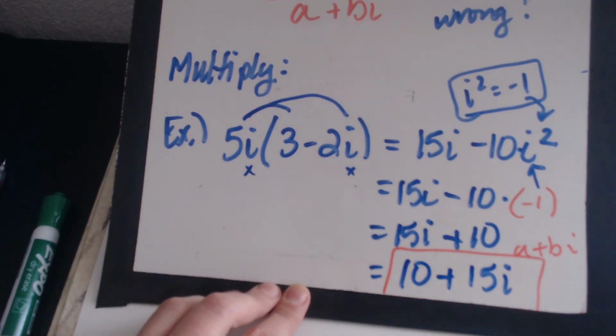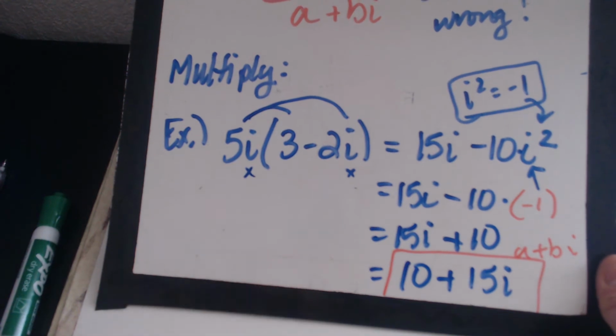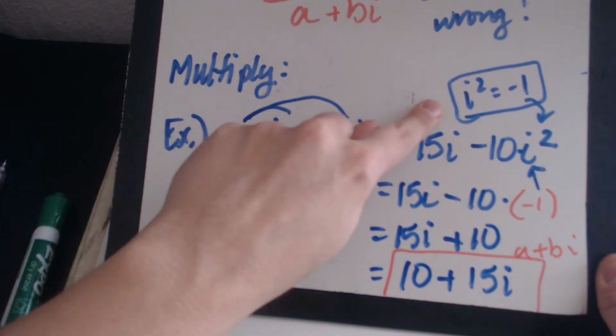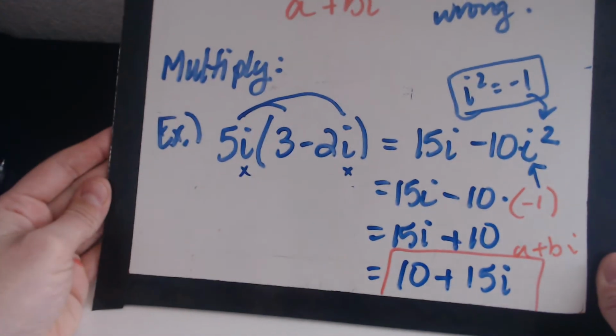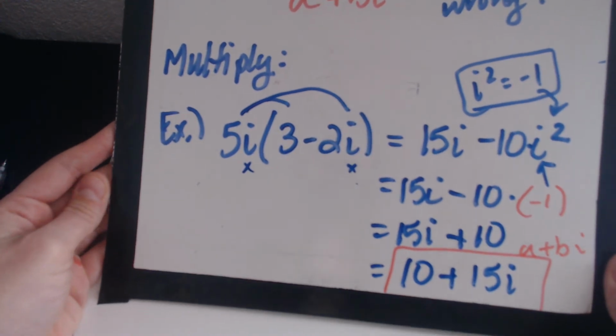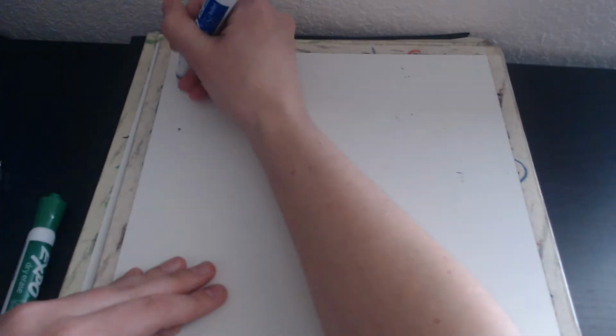So when we multiply, we're going to generate other powers of i, and that's why we have to remember that all of the powers of i are equal to something else, so we can substitute and simplify. All right, here's our next example.